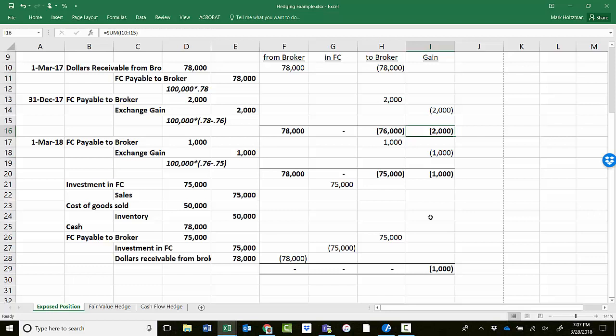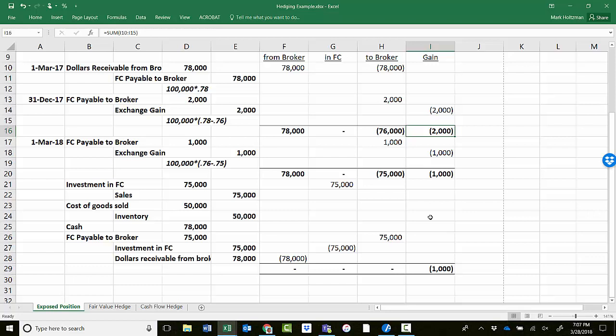So I sell my equipment and I debit investment in foreign currency. I think our book uses a slightly different term. What does it use? Investment in FCU, foreign currency units. It's the same thing. These are euros. We have 75,000 worth of euros when we make the sale. Right? They give us 100,000 euros. That's worth 75,000. I'm not going to put 100,000 euros on my books because my books are kept in US dollars. So I put into my books the US currency equivalent of 100,000 euros.